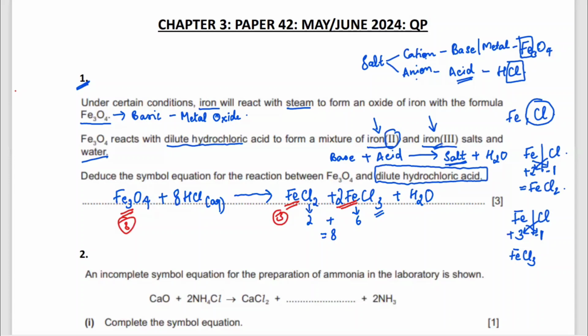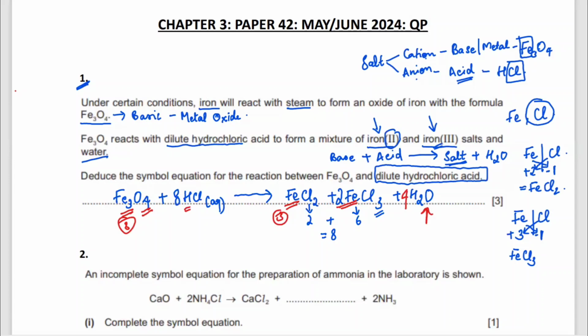Now we have to check whether oxygen and hydrogen are balanced. If you see over here, oxygen is 4 and there is only 1 oxygen in the RHS. So we will multiply it with 4 so that the number of oxygen atoms becomes balanced. And the last one is hydrogen.